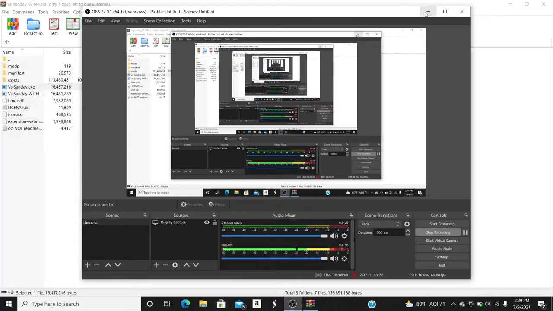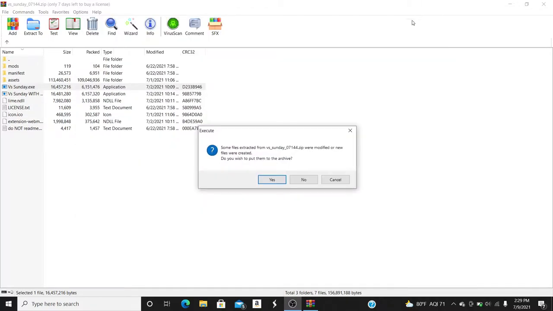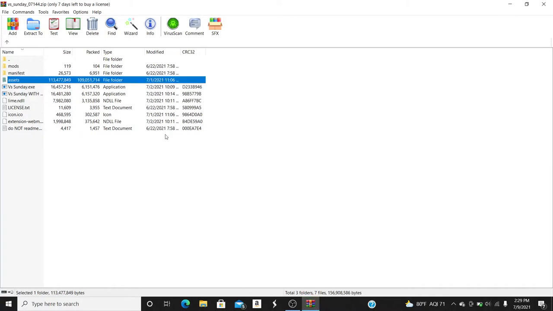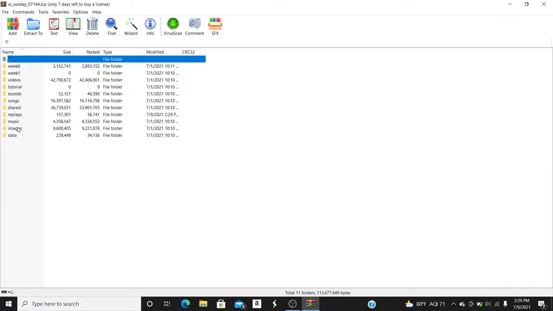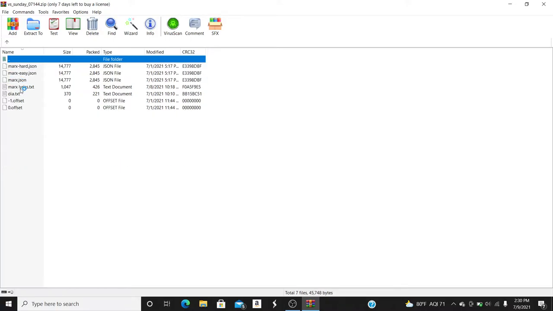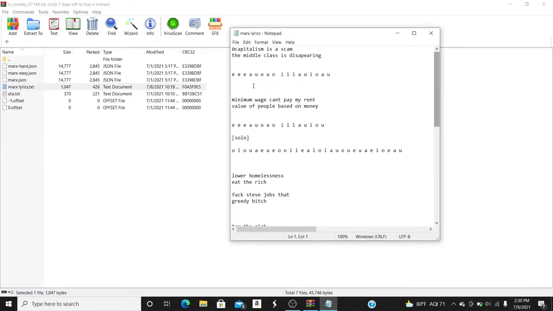Now, apparently, I don't know if y'all can still hear me, it says in the assets part, it's because it's updating the archive or something. Assets, data, marks, the lyrics. This is the actual lyrics.